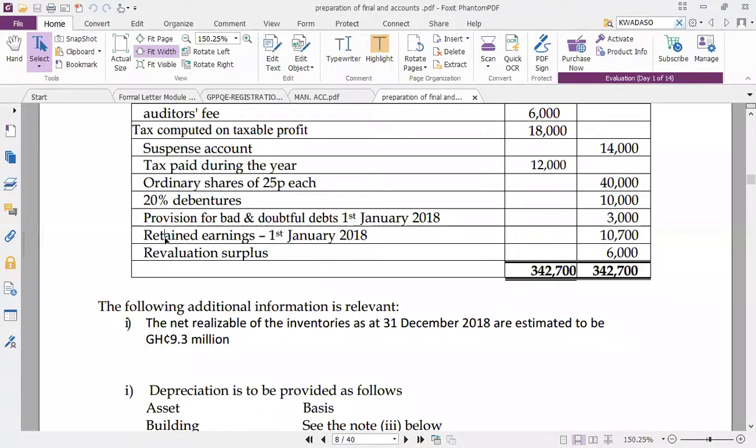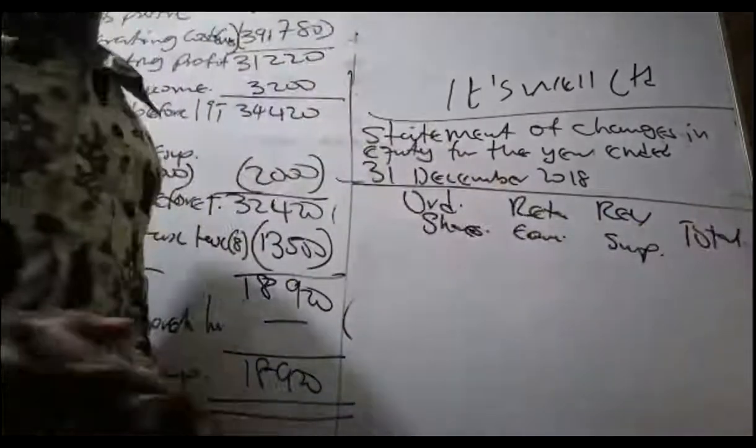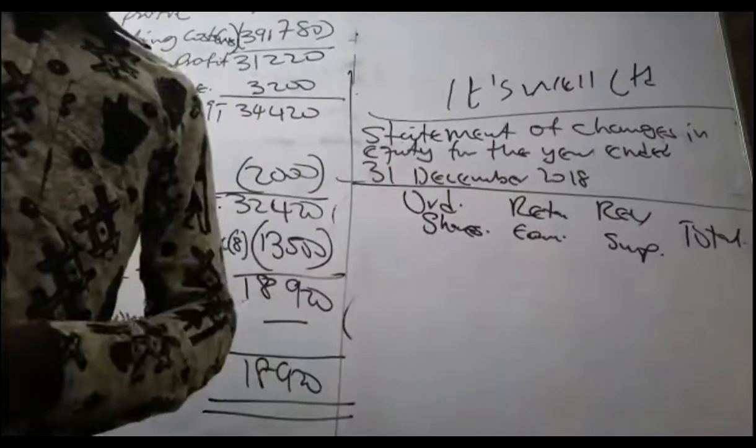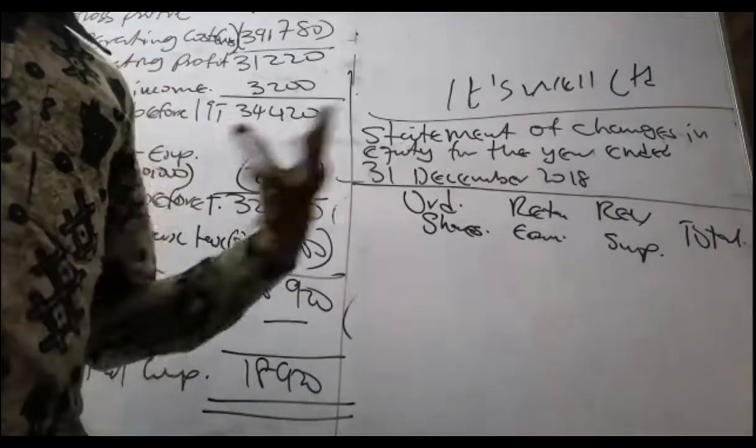Retained earnings, the last but one, 10,700. Good. And then we have revaluation surplus. So there are only 3 equity items here: ordinary shares, retained earnings and the revaluation surplus. When you are done, then you put a total here. So this is the change in equity. The revaluation surplus is also called capital surplus. So the capital surplus too, you have to bring it.